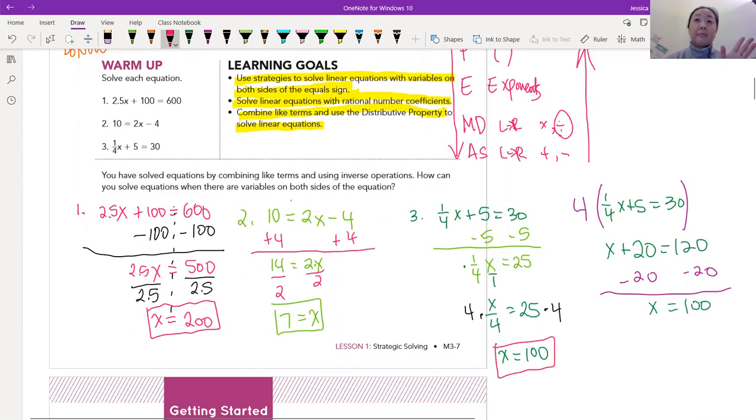So learning targets for today. Use strategies to solve linear equations with variables on both sides of the equal sign. Solve linear equations with rational number coefficients. Rational number coefficients are basically fractional, that has a fraction as a coefficient, like number 3. Right? How do we deal with those guys? And then combine like terms and use distributive property to solve linear equations. We did not actually technically get to that yet, but that's okay.